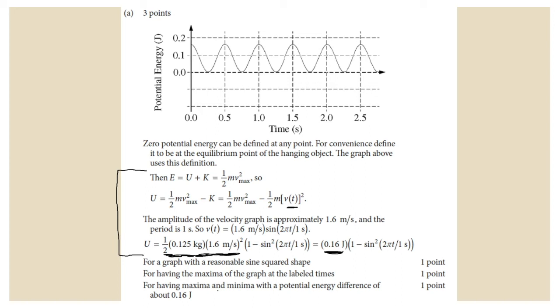For having maxima and minima with a potential energy difference of about 0.16. So if you had a sine squared shape, you had the zeros in between the dotted lines and the amplitudes at the dotted lines and, of course, at the 0, then you got full credit for this one, of course, considering if you put the height as 0.16 joules.